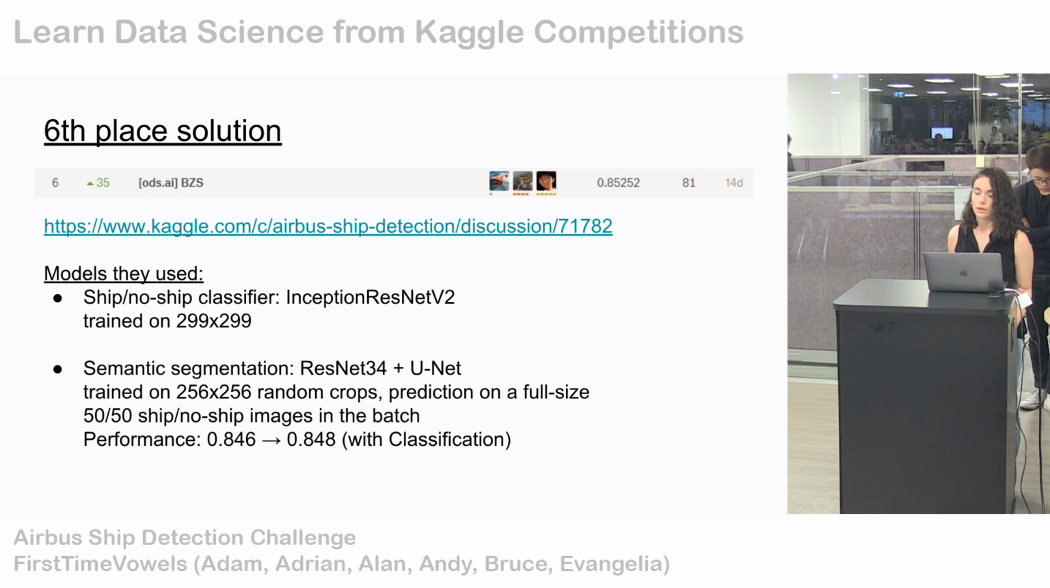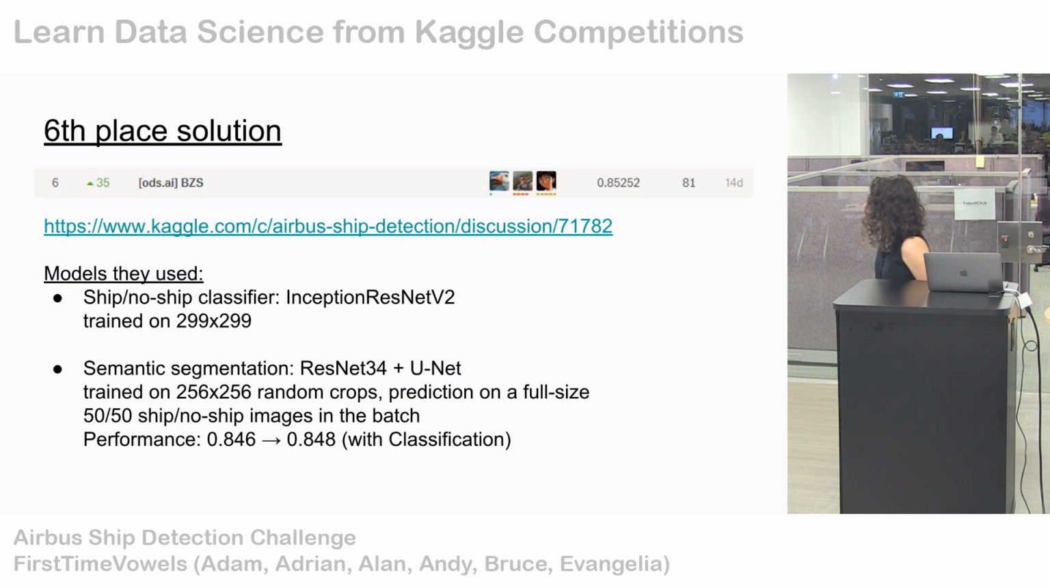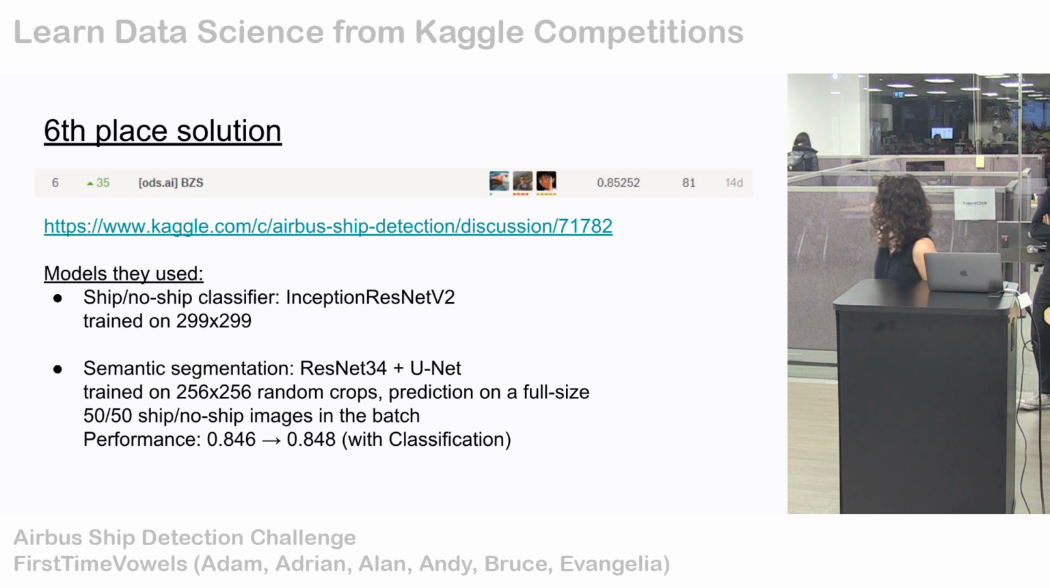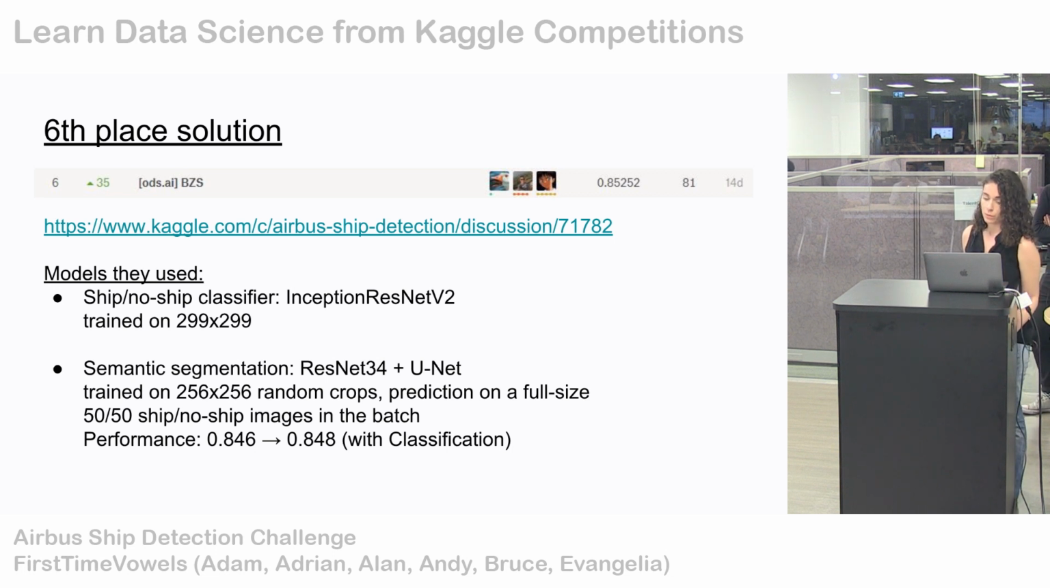And then again, they cropped the pictures. And these people used, on the training set, about the same amount of pictures that had SIPs and pictures that didn't have SIPs, which was kind of different than what other people did. Other people concentrated on using mostly pictures that had SIPs. And then the performance was not that much better. From 0.846 it took them to 0.848.